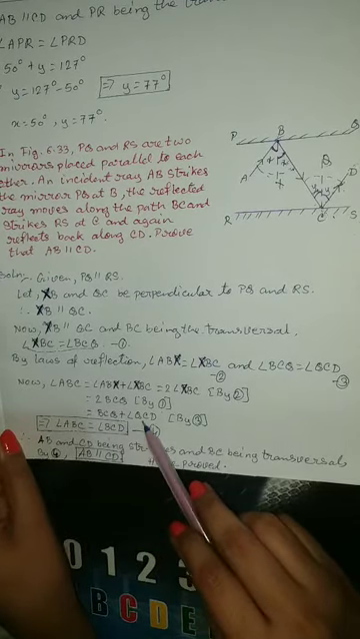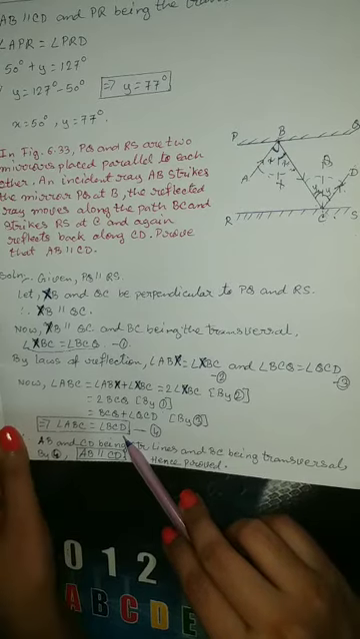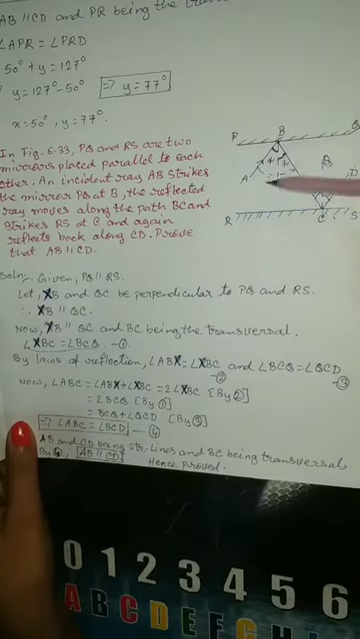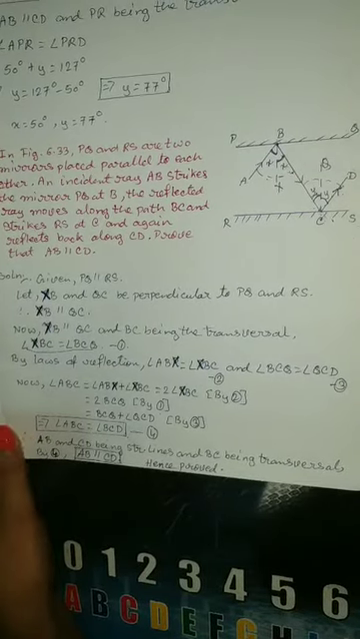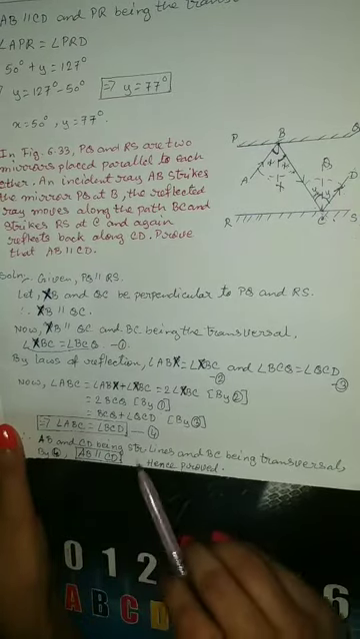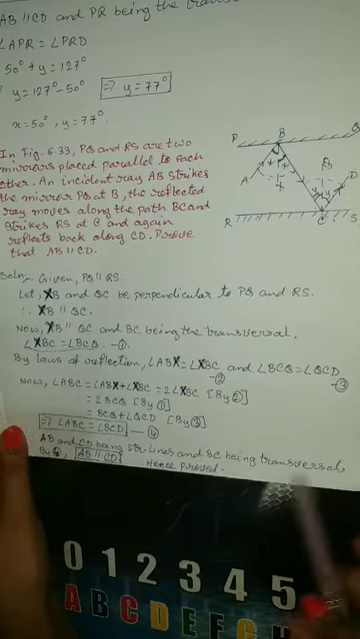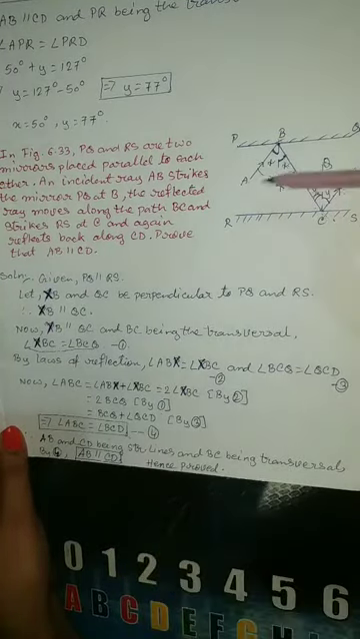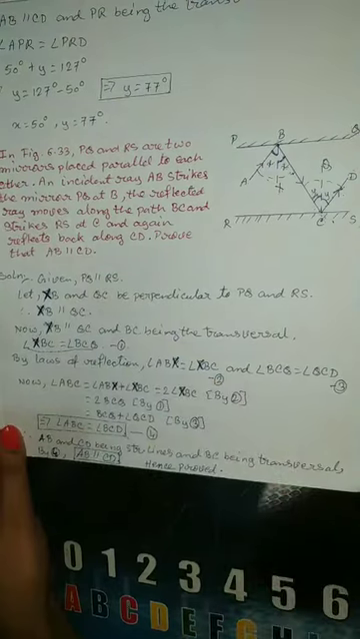Next, BCQ plus QCD means what? Angle BCD. Okay, so this is the equation that we have got. ABC is equal to BCD. Now for two lines, AB and CD being straight lines and BC being the transversal, by this condition we can say that the line AB is parallel to CD, and hence it is proved.